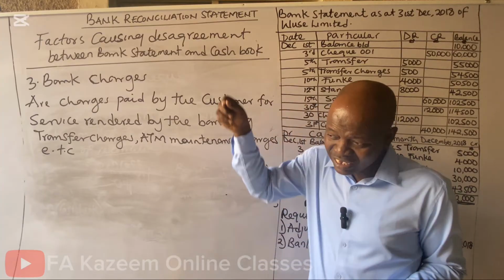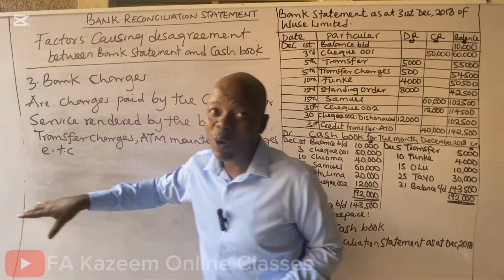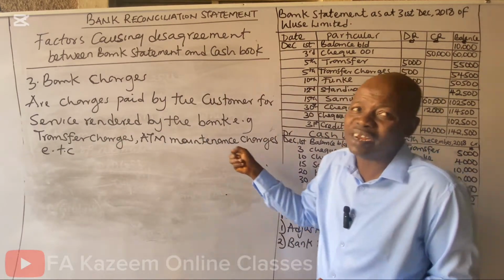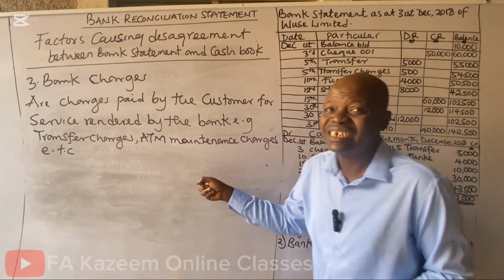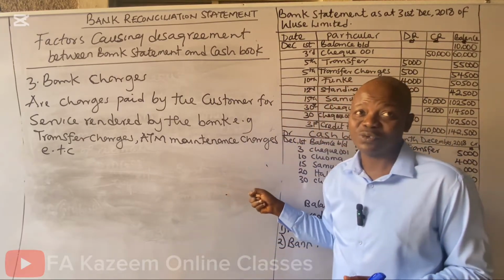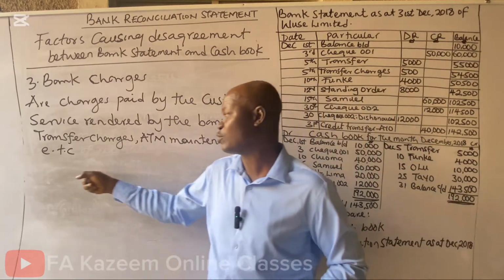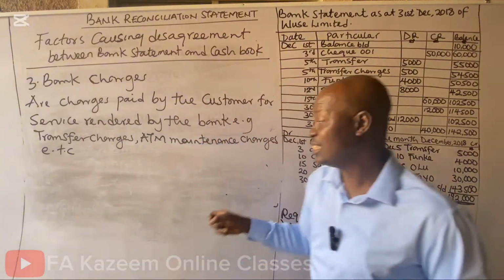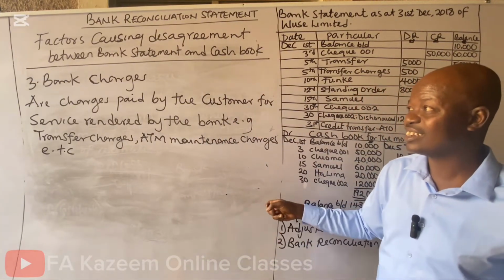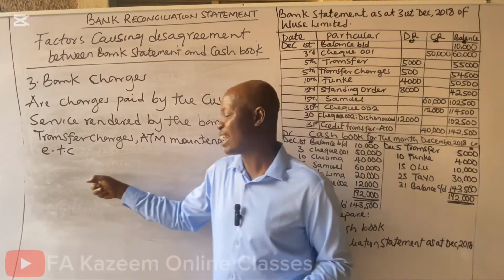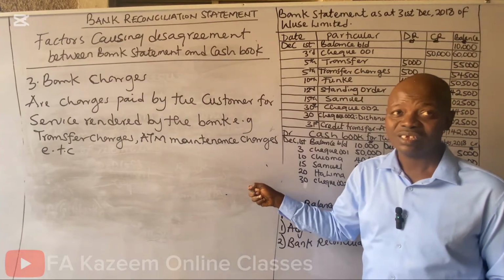Why? The customer only recorded the 1 million naira in the cash book, while the bank recorded both the 1 million naira that was withdrawn and, in addition, the charges on that transfer, 1,000 naira. In that case, the balance of the cash book will have a surplus of 1,000. The balance of the bank statement will have a shortage of 1,000. And this will create disagreement between what the bank recorded in their bank statement and what the customer recorded in the cash book.